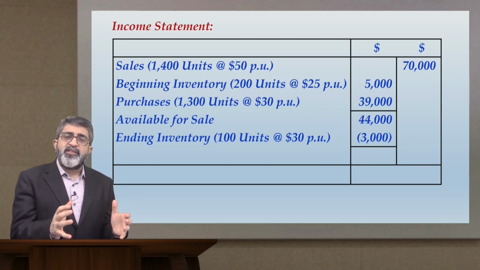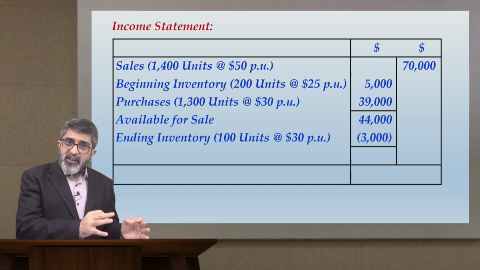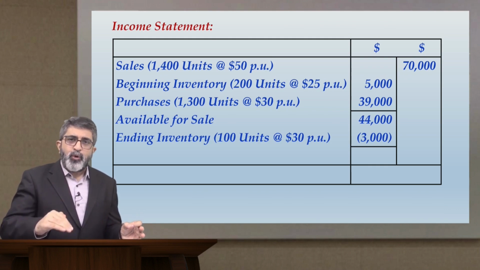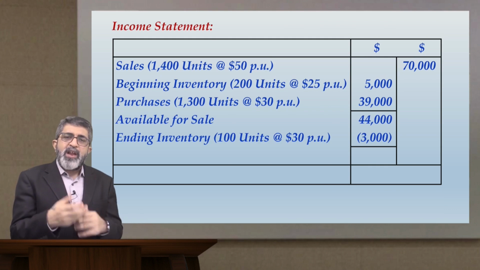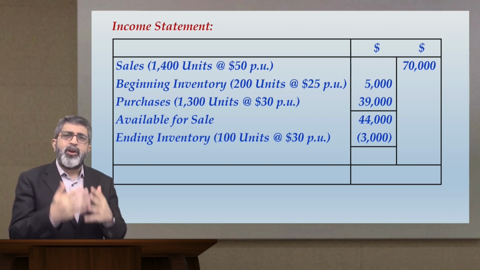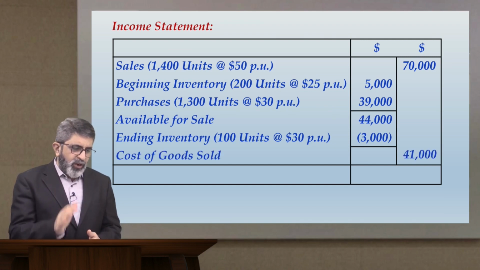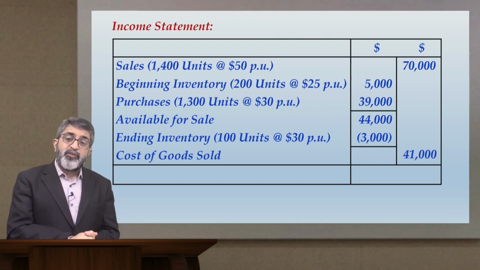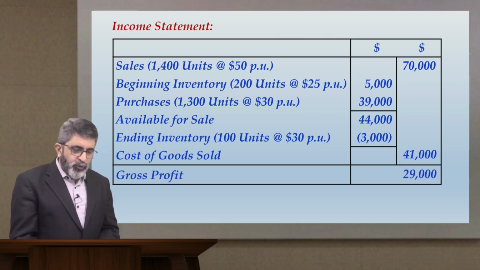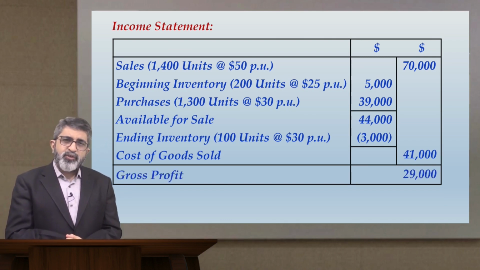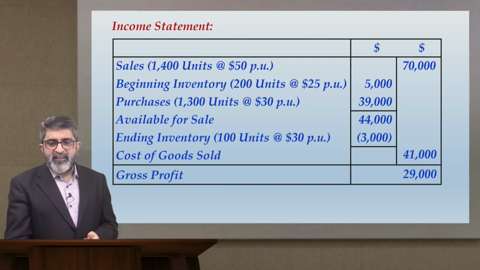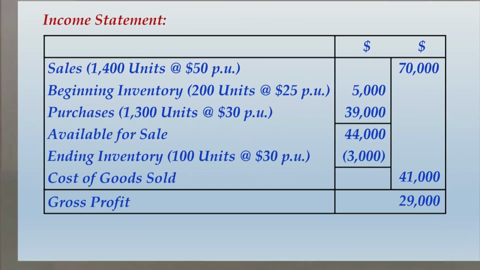$44,000 was the cost of goods available for sale, of which $3,000 worth of goods remained unsold. So what was sold would have the balance cost of $44,000 minus $3,000, that will be $41,000. That becomes the cost of goods sold, and therefore your gross profit will be sales minus cost of goods sold, that comes to $29,000. So please write up this entire thing as your solution to example 2, and then we move ahead.